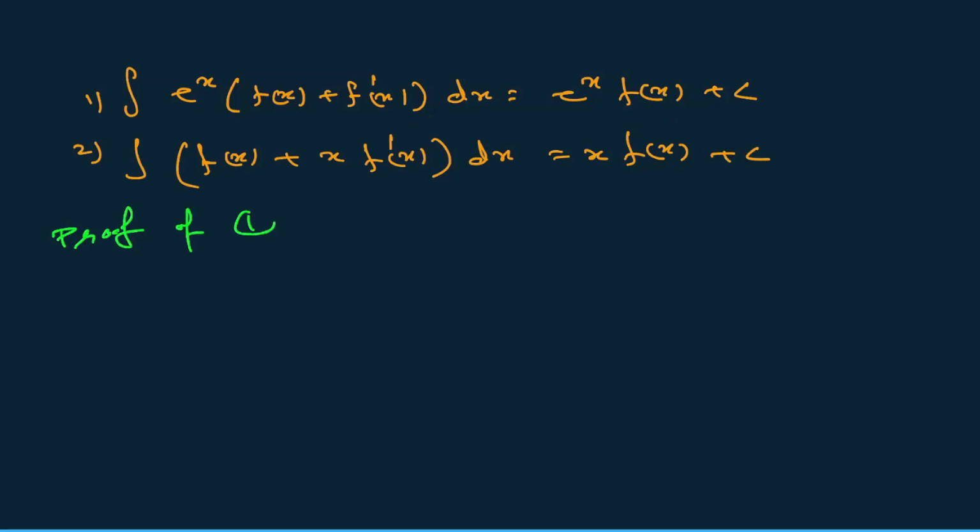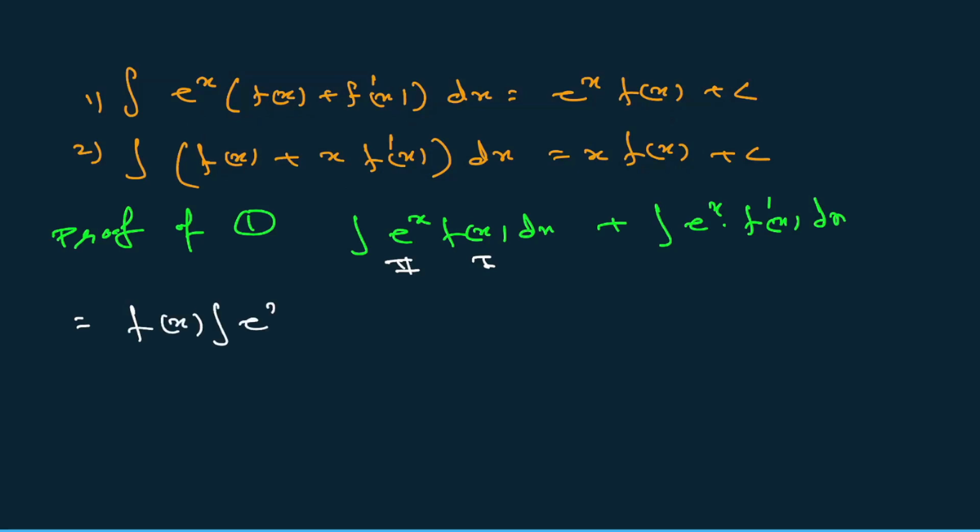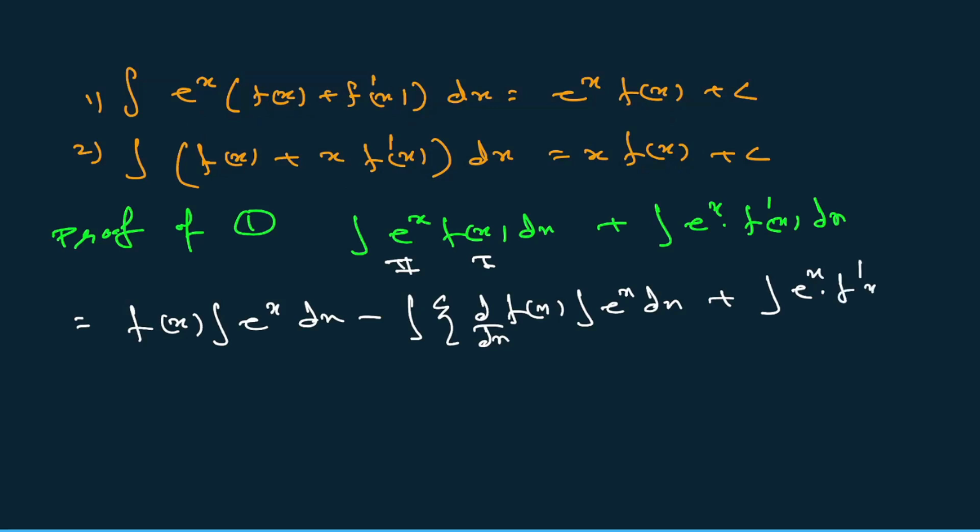Proof of formula number 1. What to do? We are getting integration e to the power x into f(x) dx. I am separating plus e to the power x into f dash x. So let us consider this is the first function and this is the second function. Therefore, we can say here, by the u v formula, u times integration of e to the power x dx minus derivative of u times integration of e to the power x in total dx, plus this portion is unchanged, e to the power x into f dash x dx.